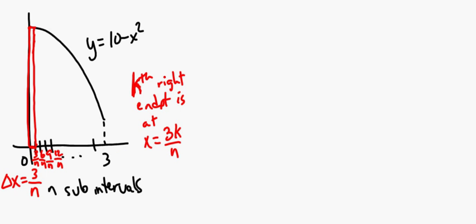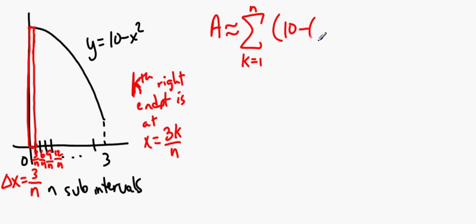So, when I go to figure out the area, it is a sum of a bunch of areas. A bunch of areas of rectangles. There are n rectangles. And the height of each of them is determined by this function evaluated at that right endpoint. And the width of each rectangle is 3 over n.